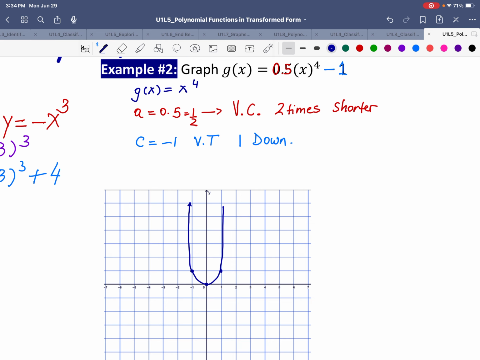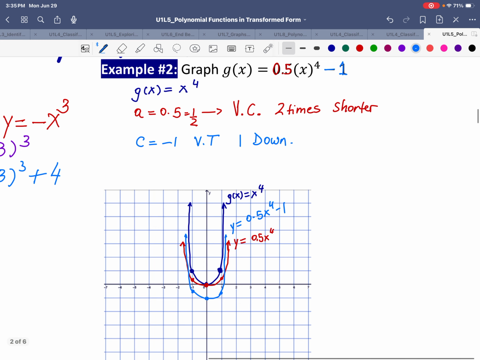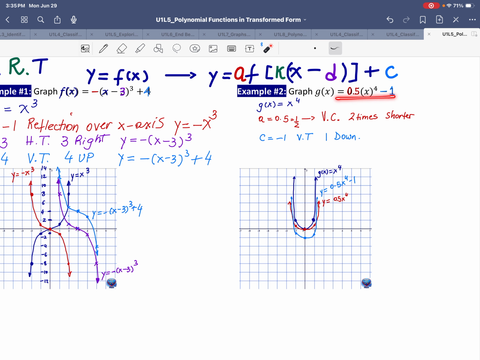And then the last transformation is y equals 0.5x to the power of 4, and then minus 1. So we're moving the points 1 unit down. Okay, so they kind of get very, very close to each other in here because it's a higher power function, that's for sure. And we're going to say that this would be 0.5x^4 minus 1. And this is the graph of the function in example 2.